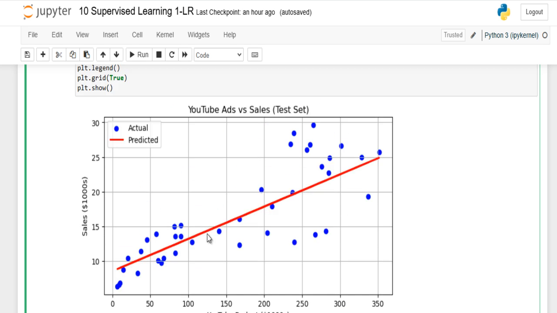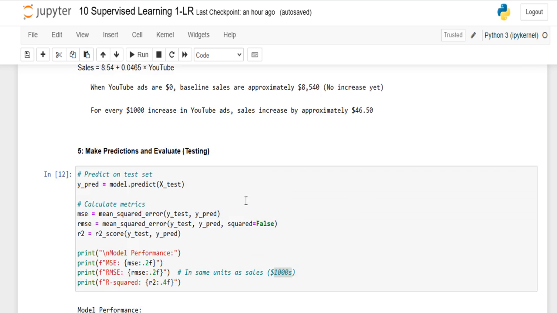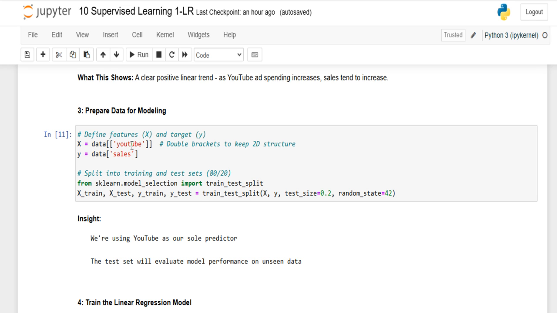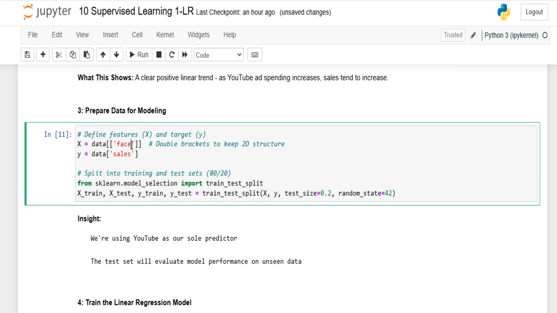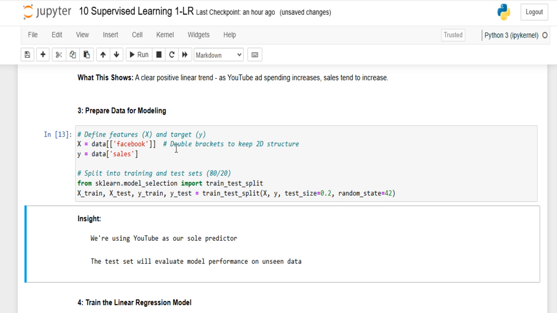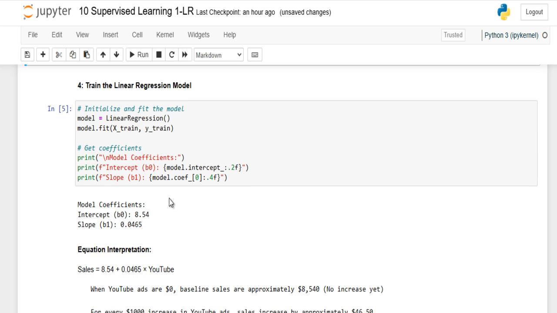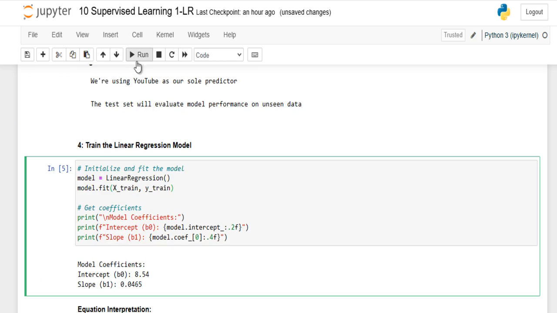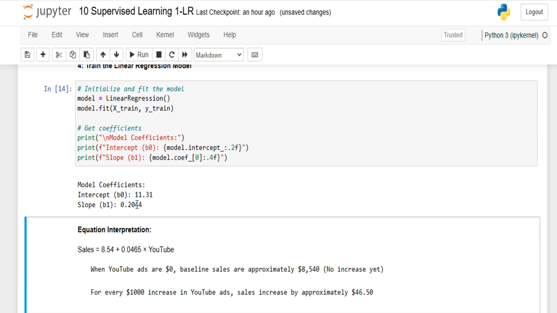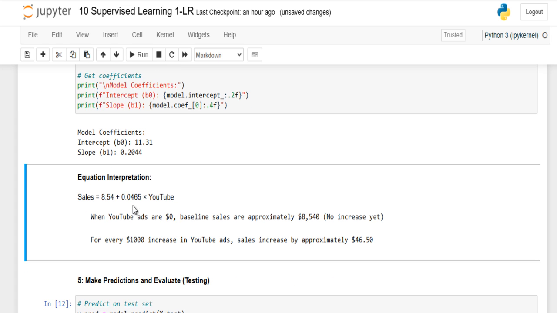So you can change this one to Facebook or to other adverts. Let's try one and change to Facebook here. Okay, let's say we have Facebook here. So things change now. We have to run this now. If I run this line, and then come and run this again, you can see the changes already in our coefficient. Now we have 11.3, and our slope becomes 0.2 instead of the previous 0.04.